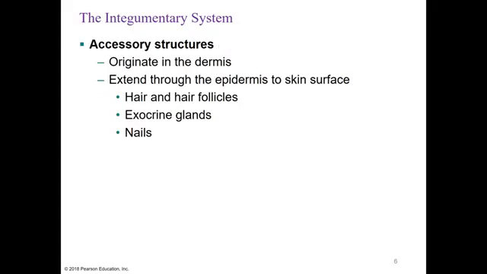The accessory structures originate from the dermis, which is the deeper layer, and extend through the epidermis to the skin surface. They're going to include hair and the follicles for the hair, exocrine glands, those are glands that secrete products through a duct, which we also talked about in Chapter 4, and then nails.